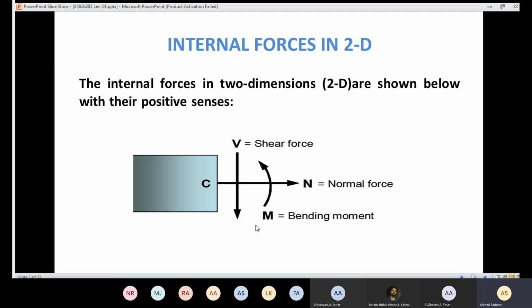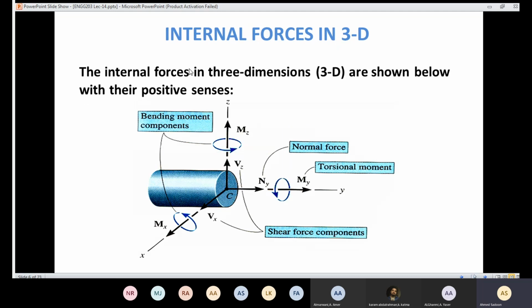If you are going to take the right part, you are going to have the opposite direction, like we mentioned in the beginning of the lecture. Then if you are going to work in 3D and deal with the left part, we are going to have shear in Z and shear in X. This one is going to be positive. This one is going to be positive.